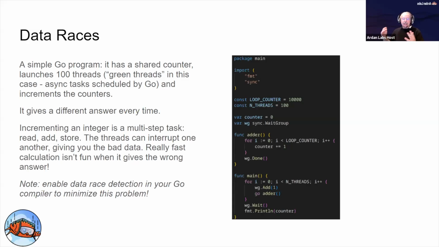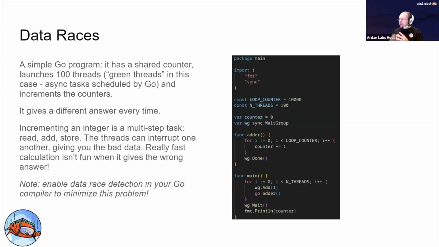And the reason for that is that incrementing an integer isn't a one-step task. It loads from memory, it adds to it, it stores it back into memory. And remember how threads can interrupt you at any moment? Well, it's quite possible that they'll interrupt you while you're loading, while you're adding, while you're storing. And so when you've got two threads that simultaneously load, each of them adds, and then both try to store, it's very unlikely that you're going to get the answer that you expected.